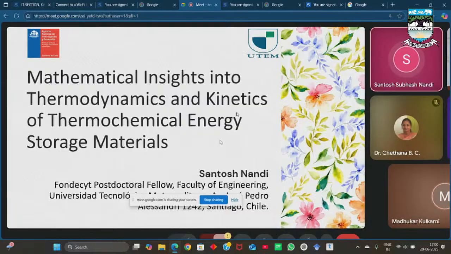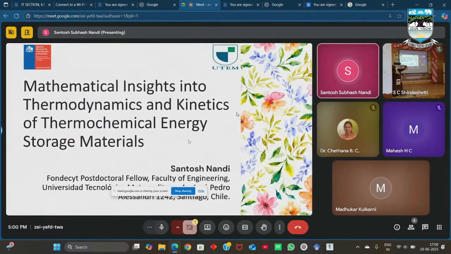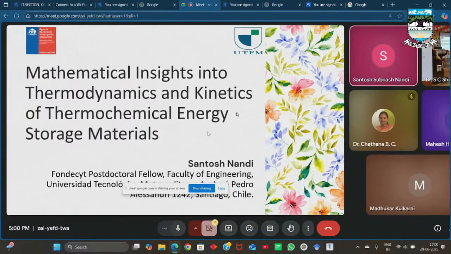Thermochemical energy storage, or TCES in short form, stands out due to its high energy density and long duration storage capability. In this talk today, I will focus not just on the materials themselves, such as metal oxides, salt hydrates and other nanocomposites, but on how thermodynamics, kinetics, and particularly mathematical models help us to predict, design, and improve these system performances.